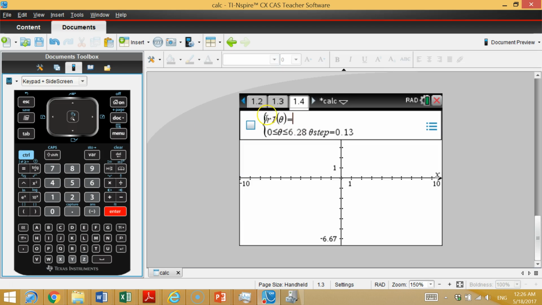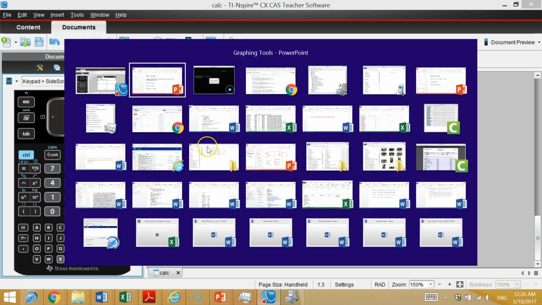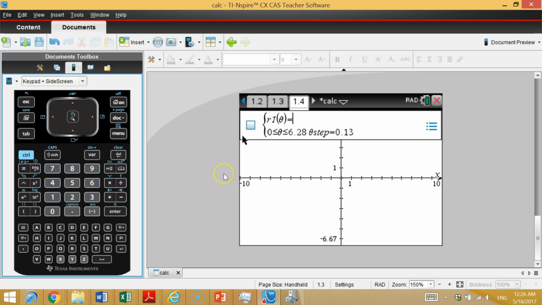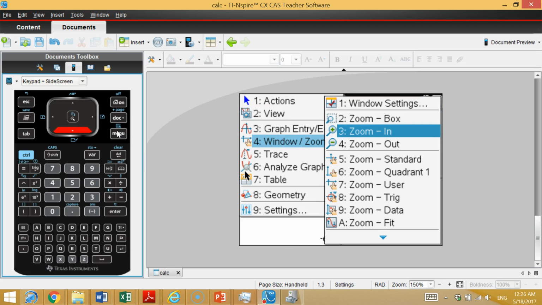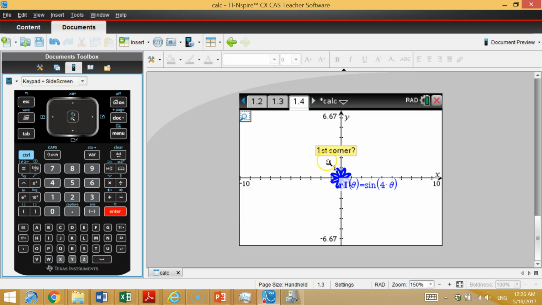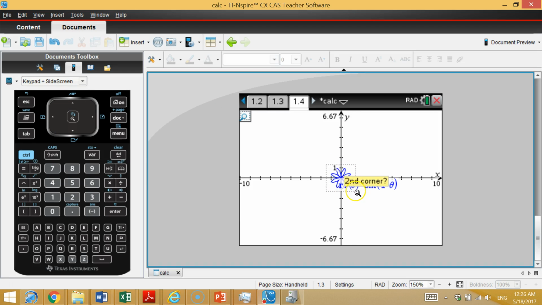Okay, so now we have r of theta. Mine is given as f of theta, but it's the same thing. So we have sine of 4 theta. Theta is with the pi, right over here on the right. And hit enter. Very small, so I'm going to go to zoom box. I'm going to make a box around it. There we go. Hopefully we get a nice picture.